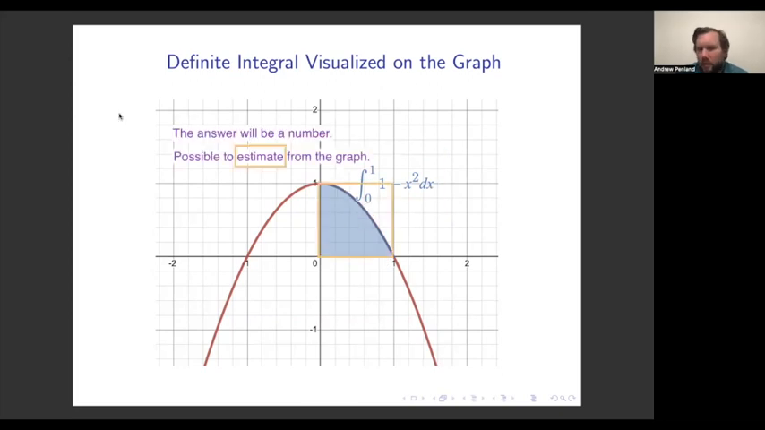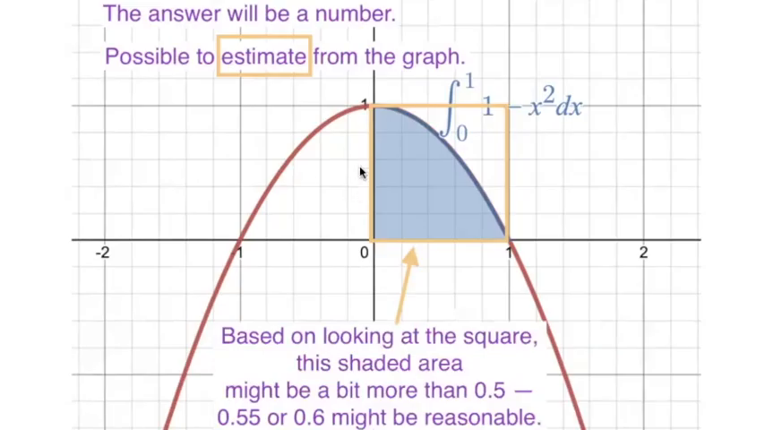It will be possible to estimate this answer from a graph. For instance, if you look at this orange square, it has an area of 1 because it has a width of 1 and a height of 1. And this shaded area looks like it takes up a little bit more than half of this square. The 0.55 or 0.6 might be a reasonable estimate. Even though we can't get the exact answer, we can still get a good estimate looking at the graph.